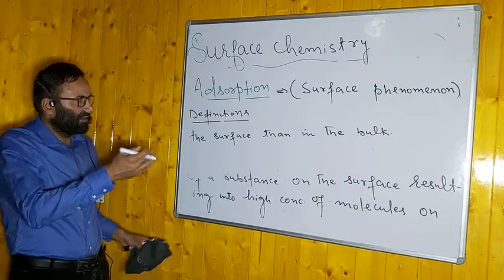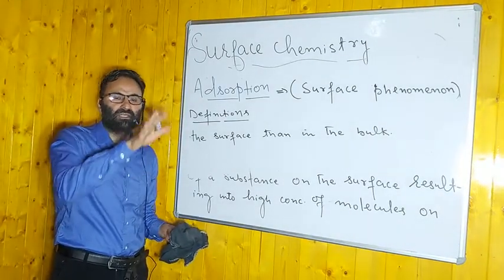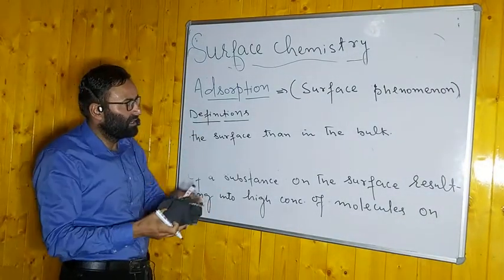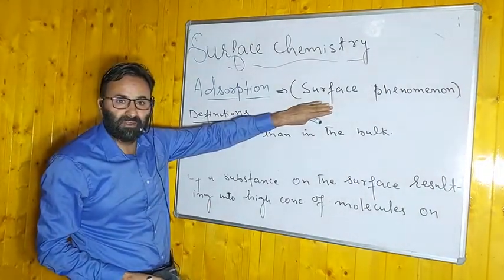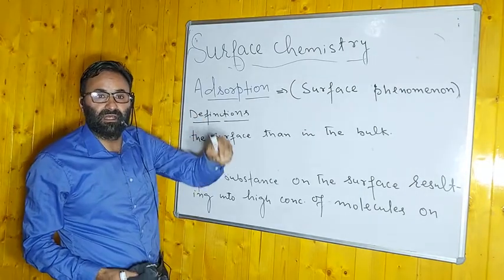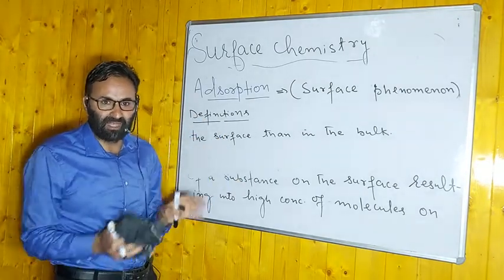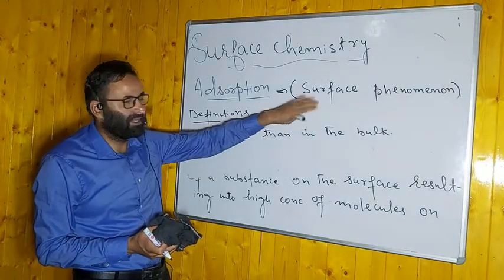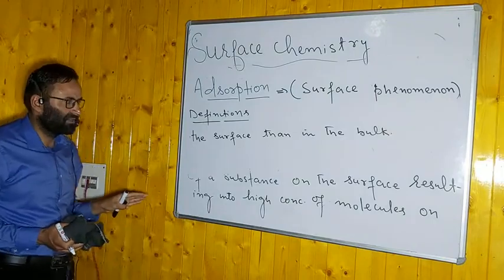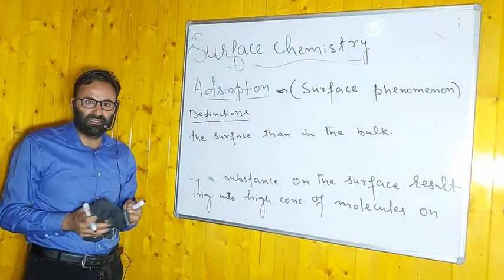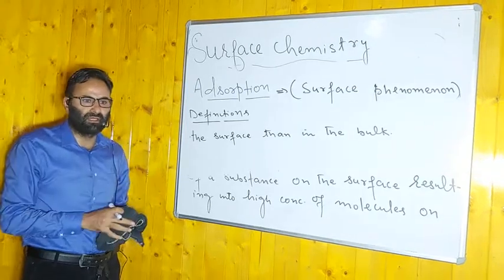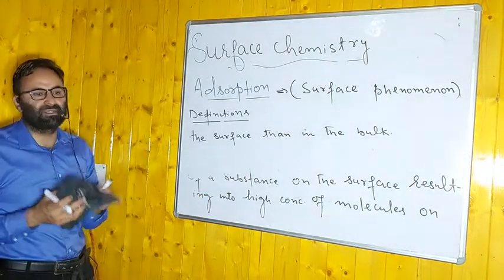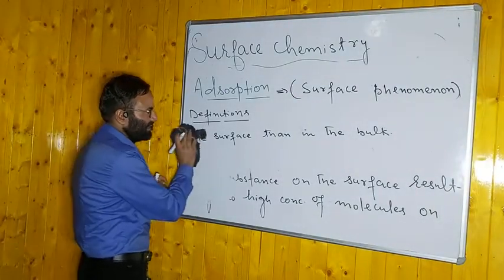Because adsorption is a surface phenomenon, it occurs on the surface, and when the molecules of a substance get concentrated, accumulated on the surface, their concentration on the surface will be high than in the bulk, than in the interior of the substance. Remember this point, concentration will be high on the surface. In the definition first: accumulation or concentration of molecules of a substance on the surface, resulting into high concentration of molecules on the surface than in the bulk.